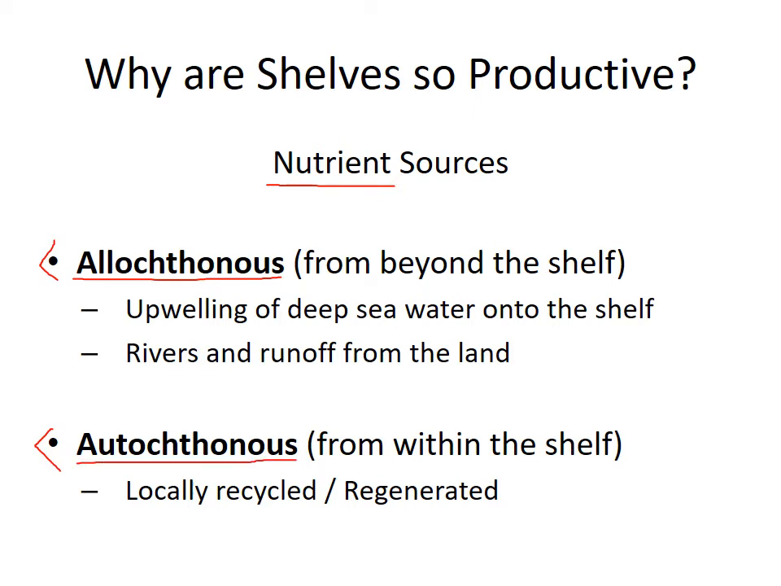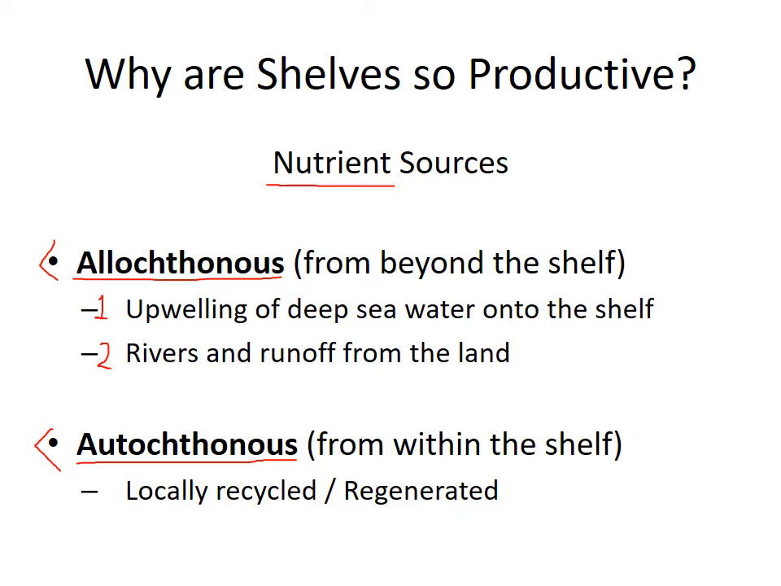So allo means from outside or other. So allochthonous means nutrient sources that are not from the continental shelf, nutrients being delivered to the continental shelves from other environments, and those environments include the deep sea, when you have upwelling of deep sea water onto the continental shelf, and they include the continental land masses, as rivers and runoff carry nutrients from the land into the continental shelf waters. So those are two outside, or allochthonous, sources of nutrients to the continental shelves.